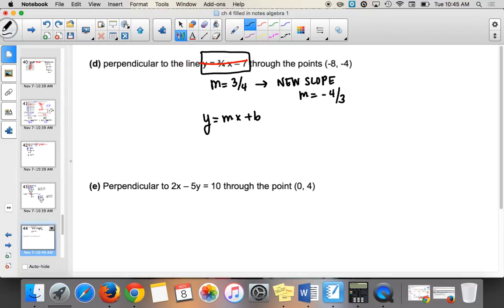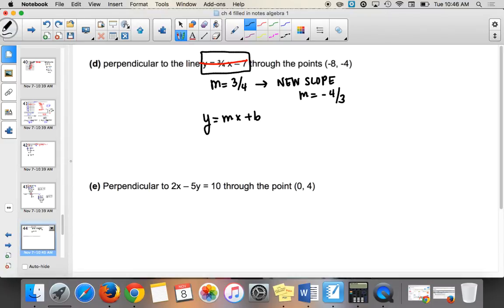And you look and you're like, where I did the opposite reciprocal. So flip it over, because it says perpendicular. So flip it over and make it the opposite sign. So we always do a quick check. We're like, oh, do I have a y-intercept? No, I have -8 comma -4. That's not a y-intercept. That's in the third quadrant, right? Negative and negative.